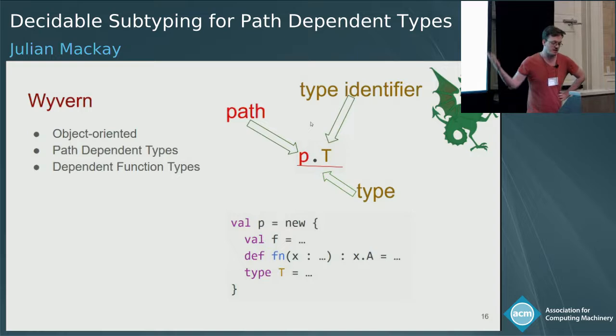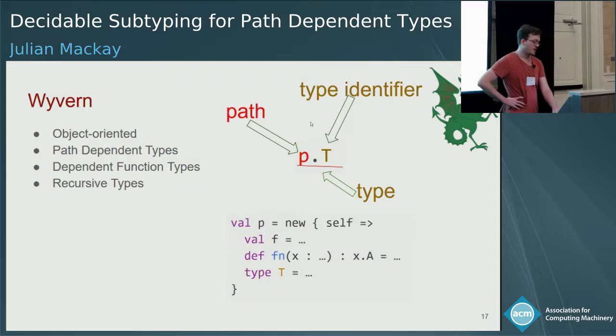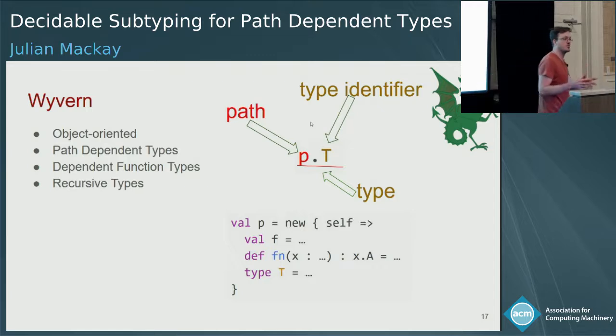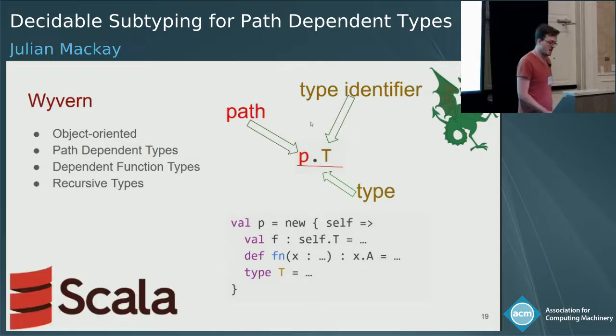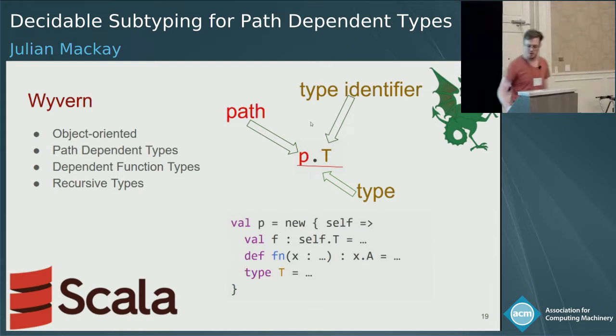So first off, you can get these dependent function types where your return type is dependent on the type of your parameter. And then we add in recursive types. So recursive types, they differ a bit in Dart and Wyvern. They are quantified over terms rather than types. And they allow you to define mutual or recursive types. And so here we have it can be defined in terms of something that's defined in the same context. And these are all features that Scala has. And so this is quite a good motivation for what we're doing here.